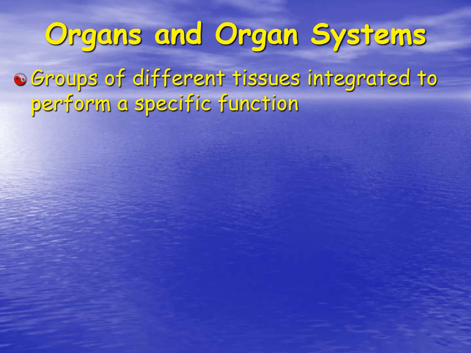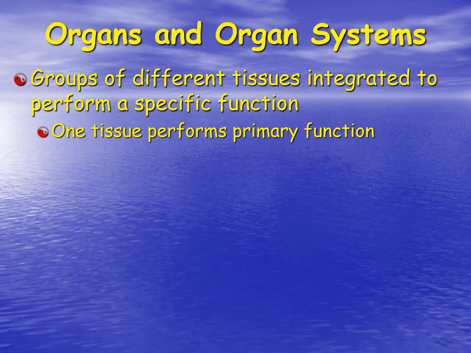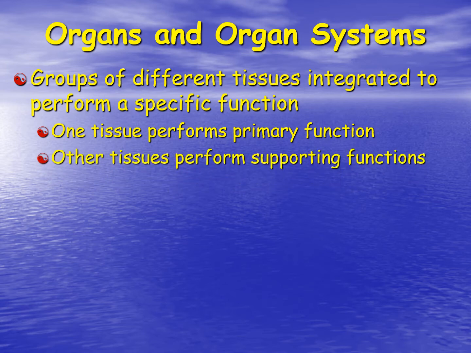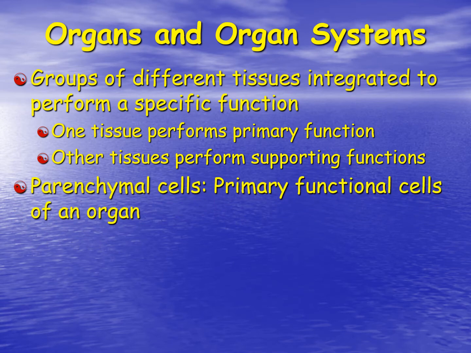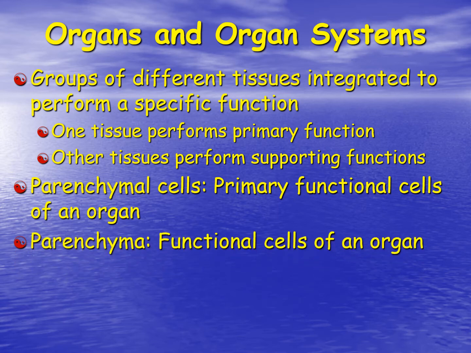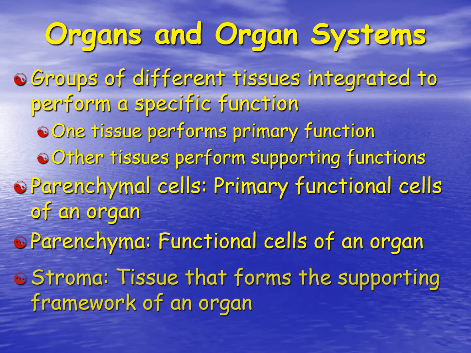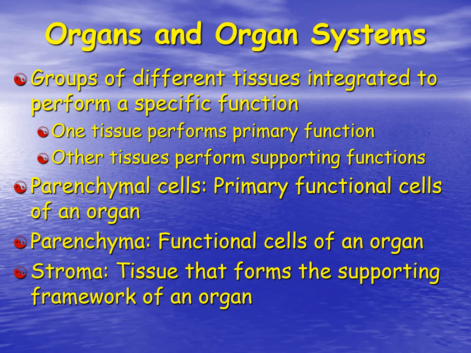Organs are made up of different tissues integrated to perform a specific function, and almost every organ has all of the four other types of tissue. One tissue tends to perform the primary function, and the other tissues tend to be supporting in nature. So we can actually divide tissues in the organs as the parenchymal cells, which are the primary functional cells of the organ. And so the parenchyma are the functional cells, and the stroma, which are all the other tissues that form the supporting framework of the organ.